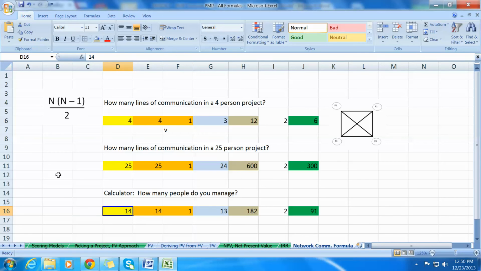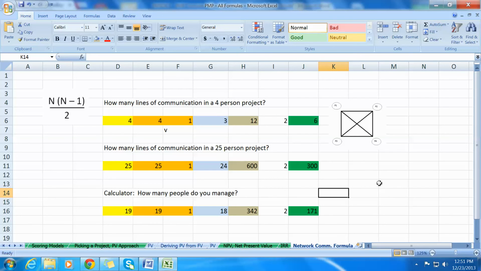Now, I put this here just as a demonstration. This is just a simple calculator that I built. If you're decent with Excel, you can build it also. I have it here for 14, and let's just say that you want to change the number to 19. I'll type 19, and bang, over here it shows you that the lines of communication are 171. But just using the formula again, N is equal to 19, N minus 1 is equal to 18. So 19 times 18, that's your numerator, that is 342, divided by 2 over here equals 171. So that's the formula in use.